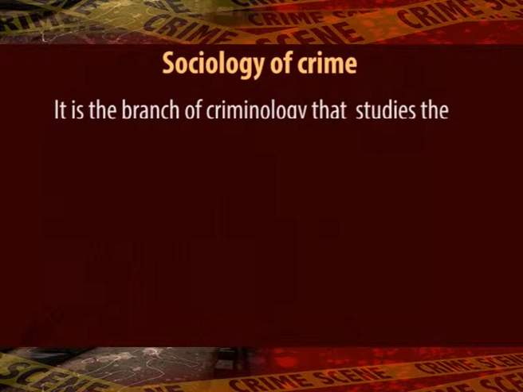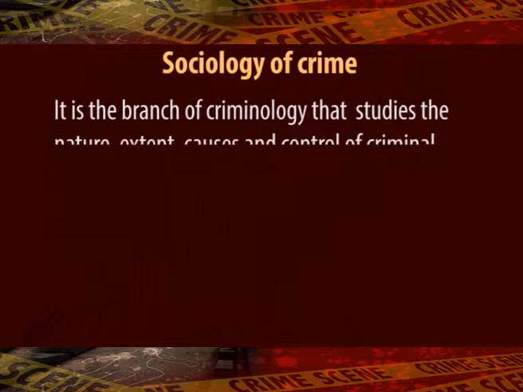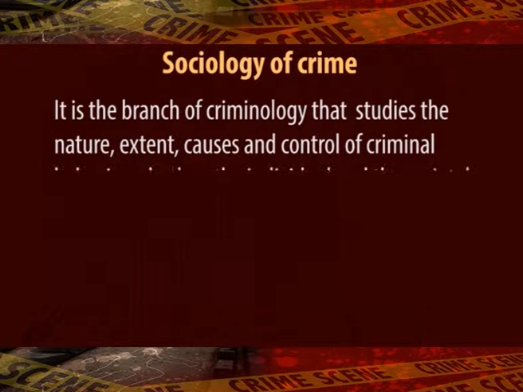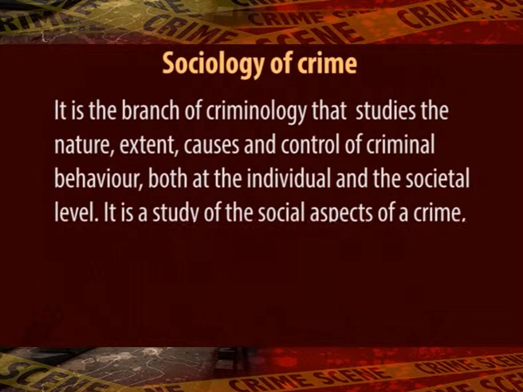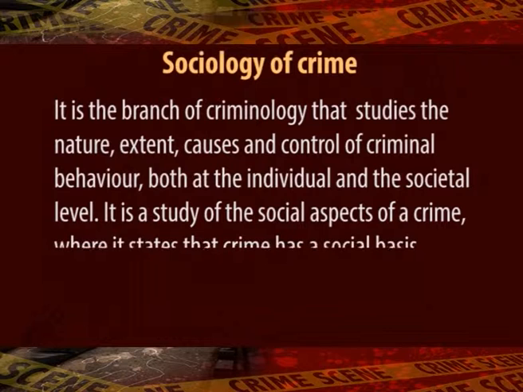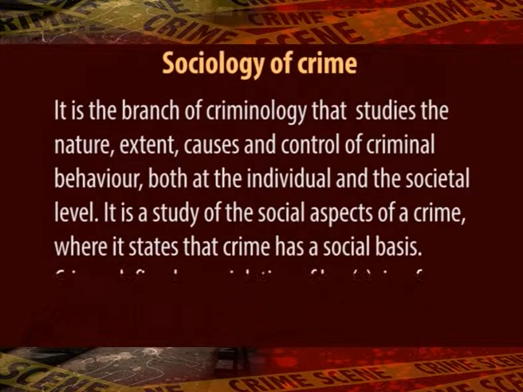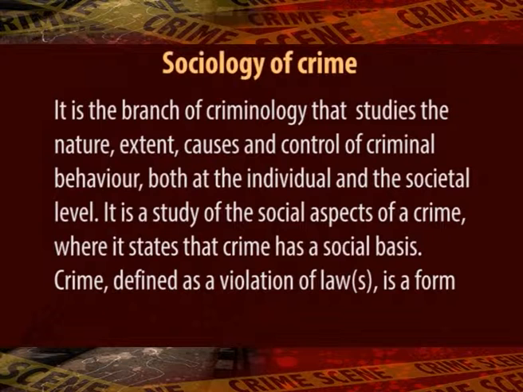Sociology of crime is the branch of criminology that studies the nature, extent, causes and control of criminal behavior both at the individual and the societal level. It is a study of the social aspects of a crime where it states that crime has a social basis. Crime, defined as a violation of law or laws, is a form of deviance. Deviance is defined as any behavior that violates social norms and usually causes disturbance in the harmony of the society.